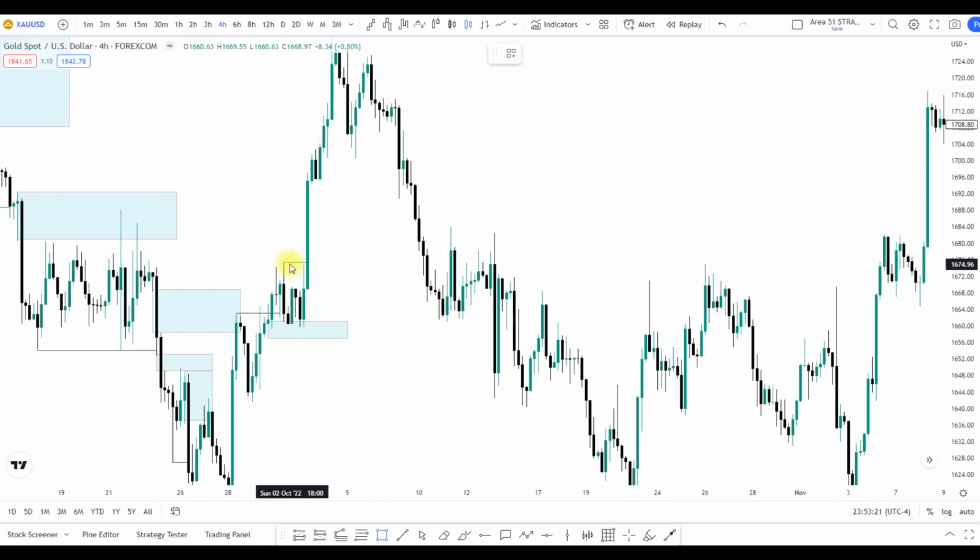Leaving a lot of imbalance, but did not come back yet. So there's a lot of imbalance going on. Okay, and this order block here is clean. This demand zone is clean. That means there's no retest on this demand yet.